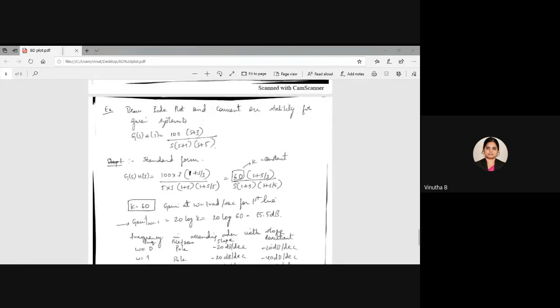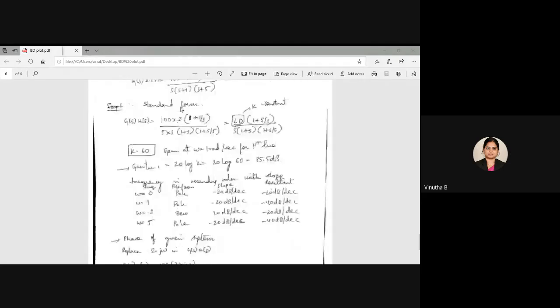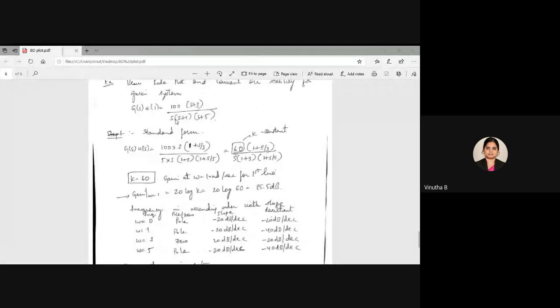Draw Bode plot and comment on stability for given system. So G(s)H(s) is given as 100 into (s plus 3) divided by s into (s plus 1) into (s plus 5). So now this you have to bring to a standard form. So standard form, how do you do that? Just take out this as common. So you should be getting something as 1 plus something like this. Okay, this will be the standard form.